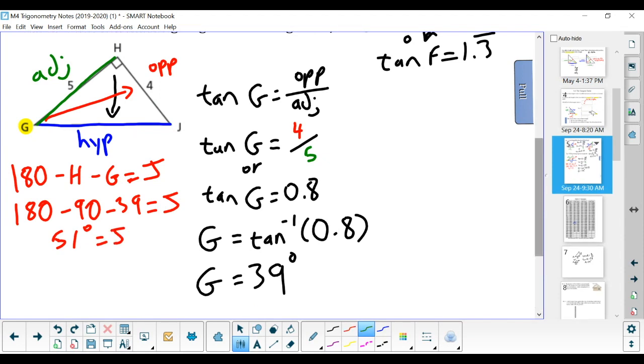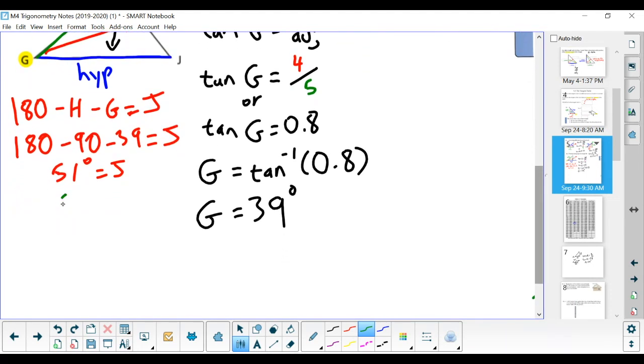Alternatively, since we know we are working with a right-angled triangle, the two other angles in the triangle need to both add up to 90 degrees. So we can actually start off with 90 degrees, and we can subtract our 39 degrees, giving us 51 degrees as well.